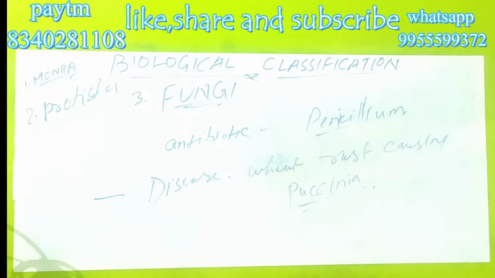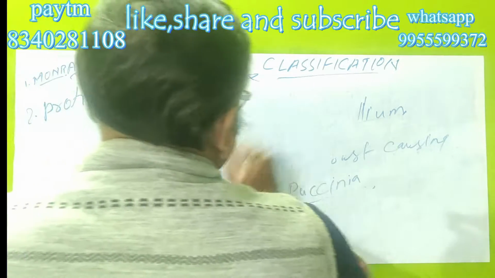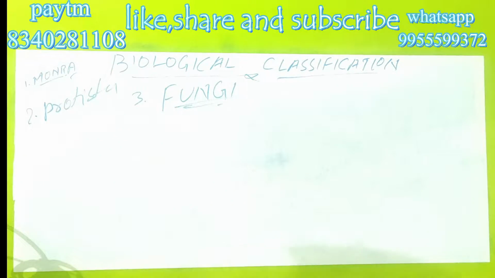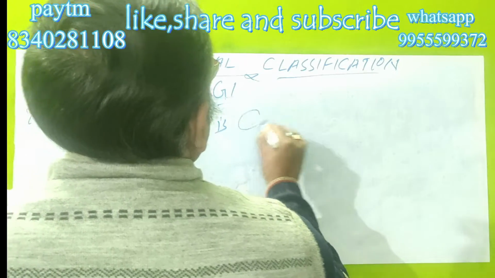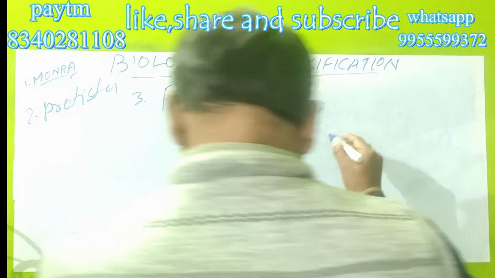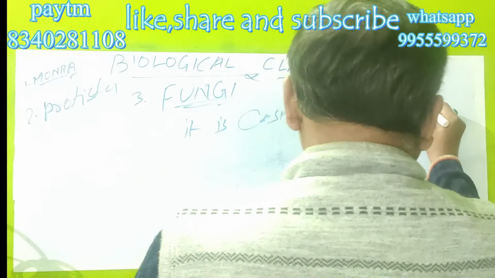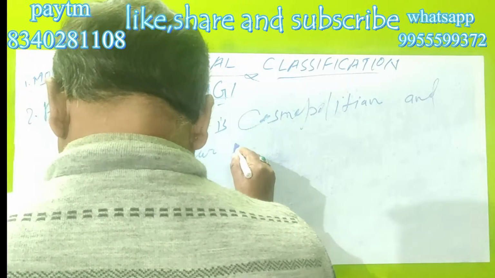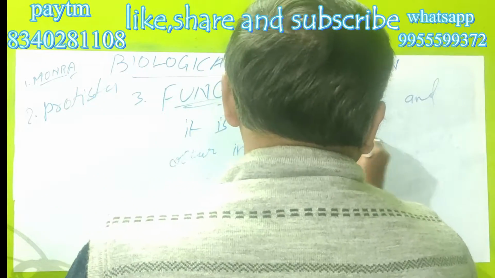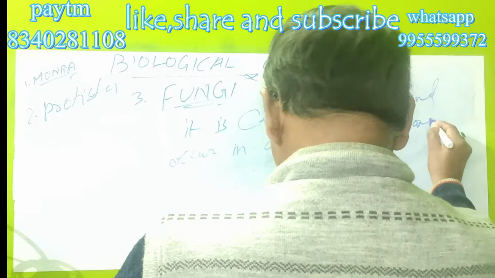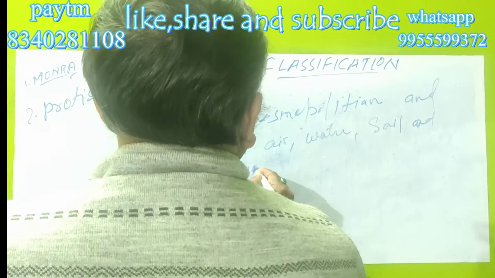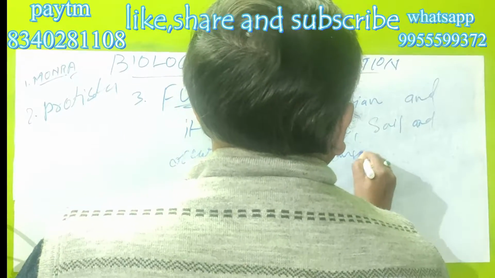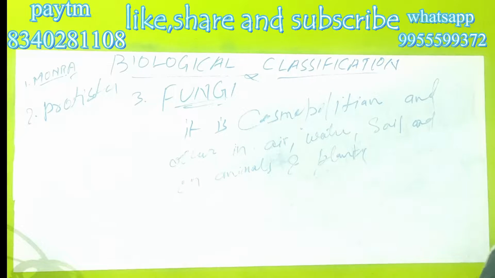Fungi are cosmopolitan and occur in air, water, soil, and on animals and plants. So we find that fungi are cosmopolitan and occur in air, water, soil, and on animals and plants.